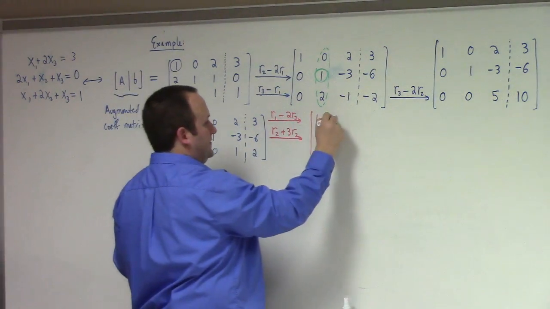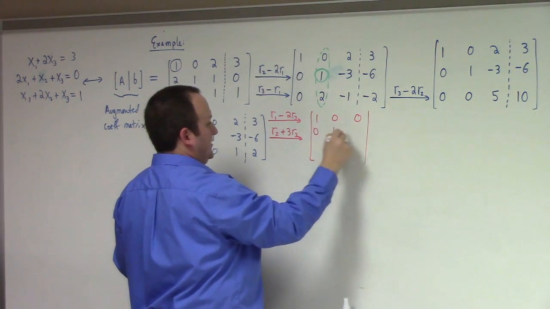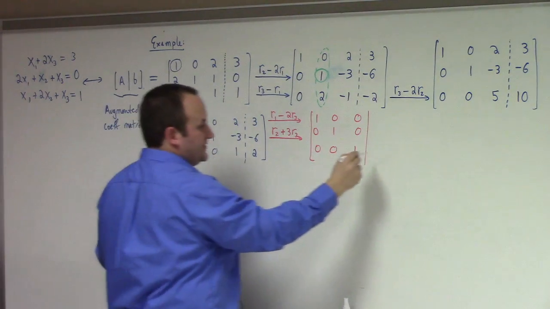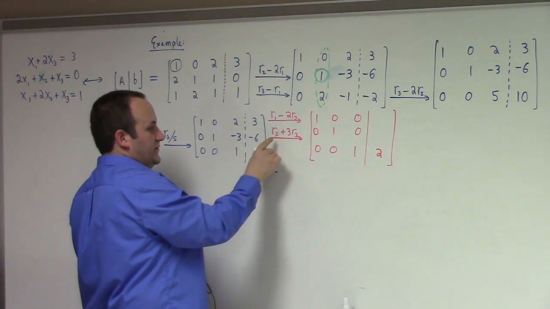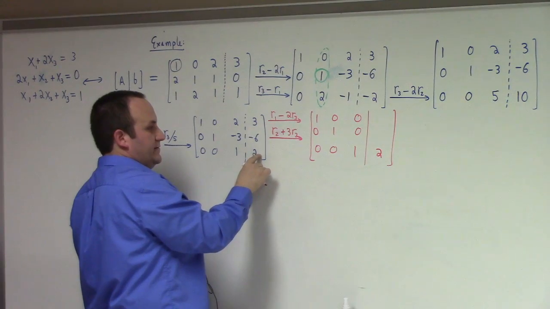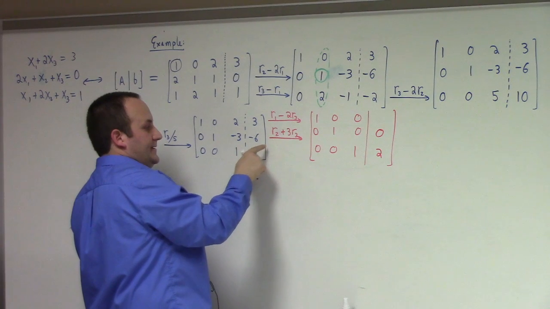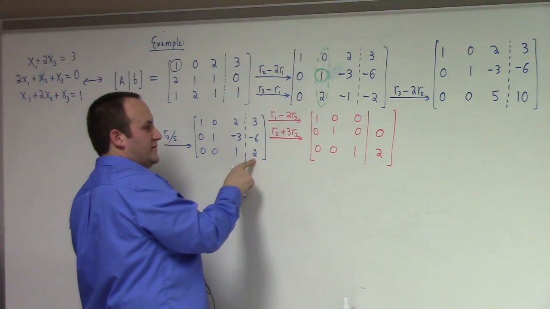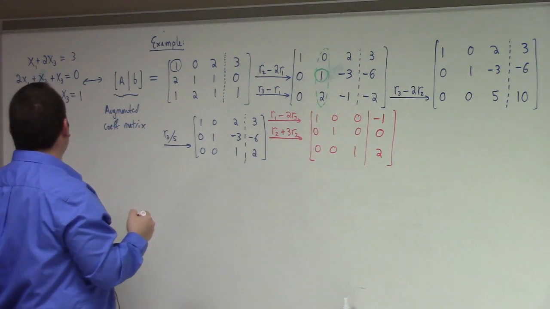So that gives me 1, 0, 0, 0, 1, 0, 0, 0, 1. The 2 is unchanged. So row 2 plus 3, row 3 would be 0. Minus 6 plus 6, right? And then, let's see here, minus 2 times 2 is 4. 3 minus 4 is minus 1? Wow. That is really lucky.